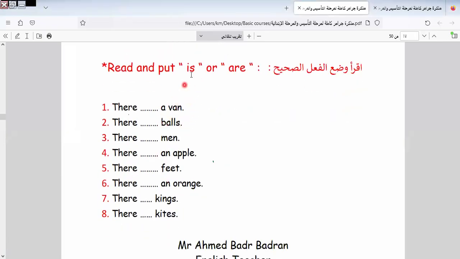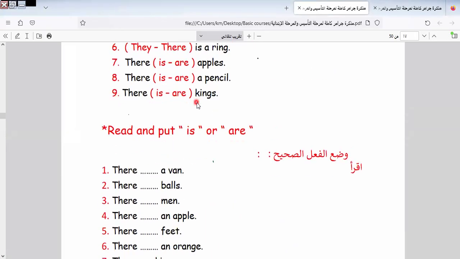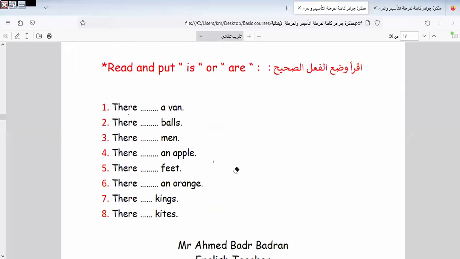Here we have another exercise related to this part. It's not different, but I answer five of them, and I will leave the rest of the sentences for you to do by yourself. Here is a van. Van here is singular. So I put here what? I put there is. Balls here it will be are. Why are here? Because we have s here. There are men. Why? Because men here is plural. So I put are here. Okay, it's plural. Let's go to another one.